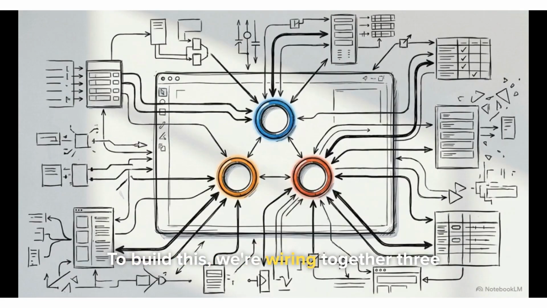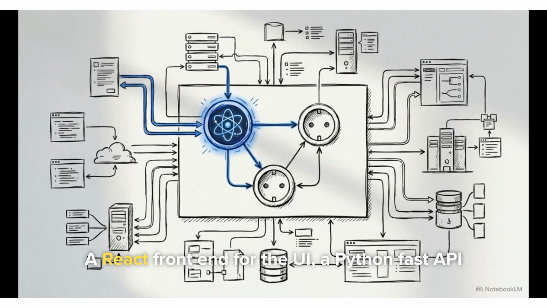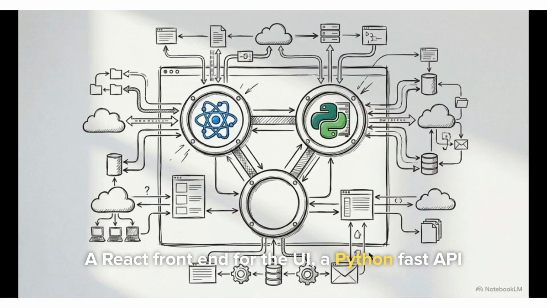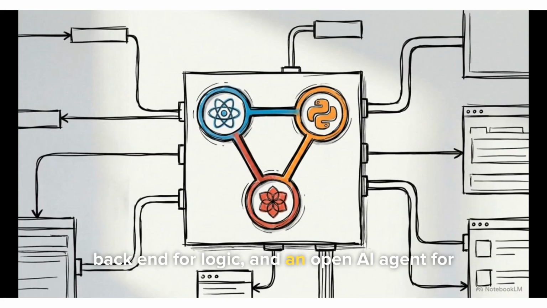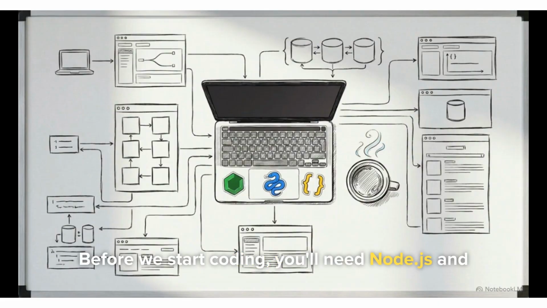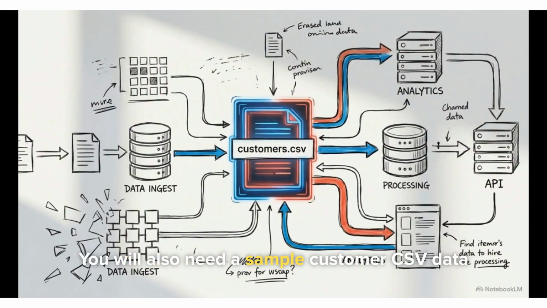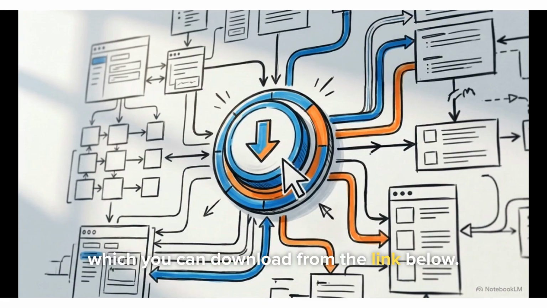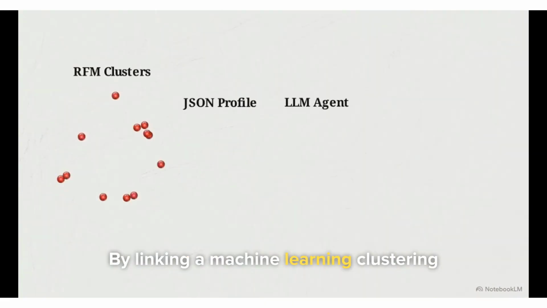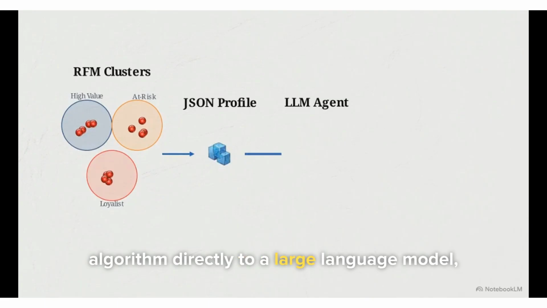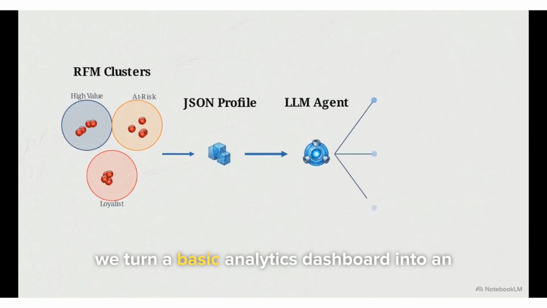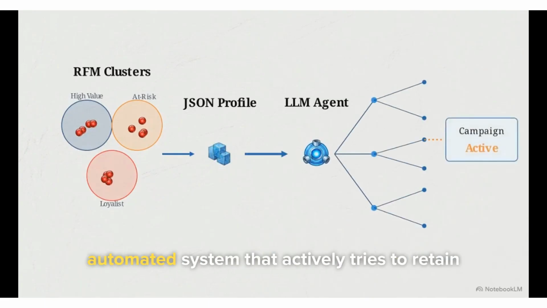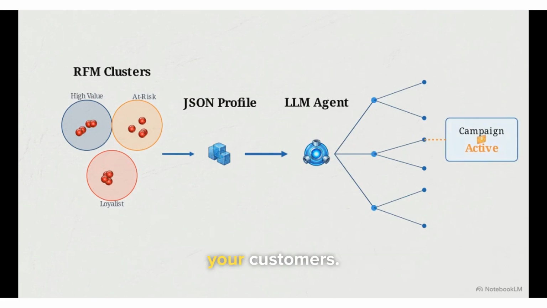To build this, we're wiring together 3 distinct pieces: a React front-end for the UI, a Python FastAPI backend for logic, and an OpenAI agent for campaigns. Before we start coding, you'll need Node.js and Python installed on your machine, along with a code editor. You will also need a sample customer CSV dataset containing purchase and return history, which you can download from the link below. By linking a machine learning clustering algorithm directly to a large language model, we turn a basic analytics dashboard into an automated system that actively tries to retain your customers.